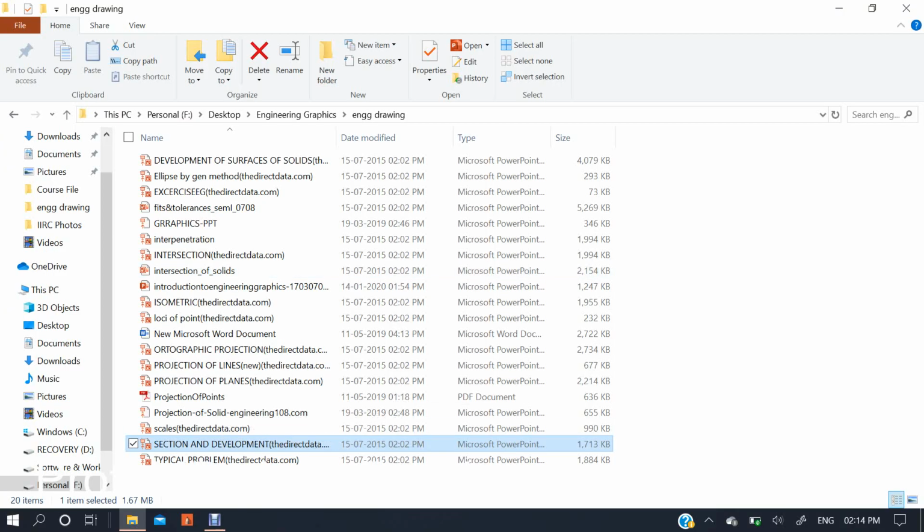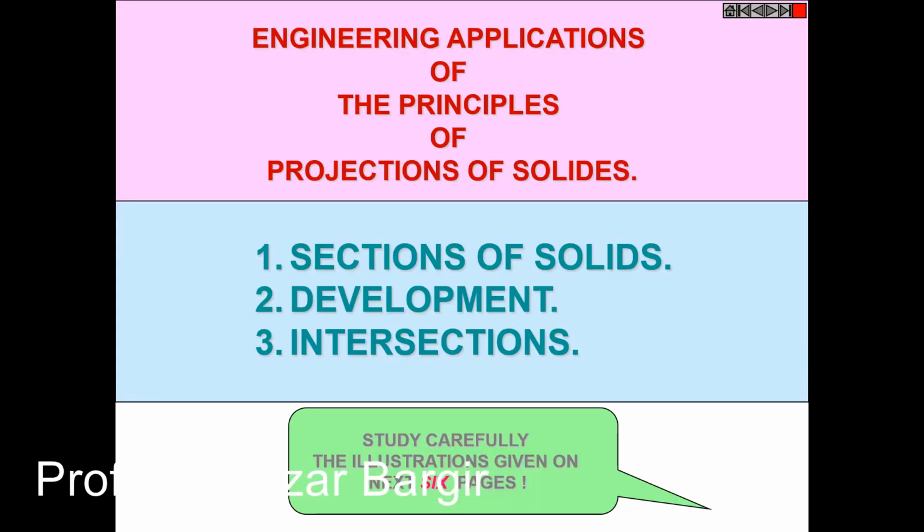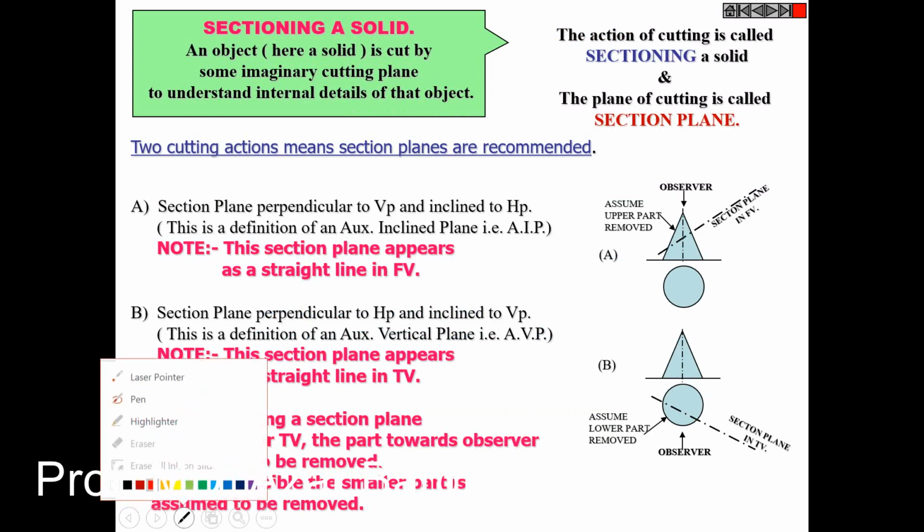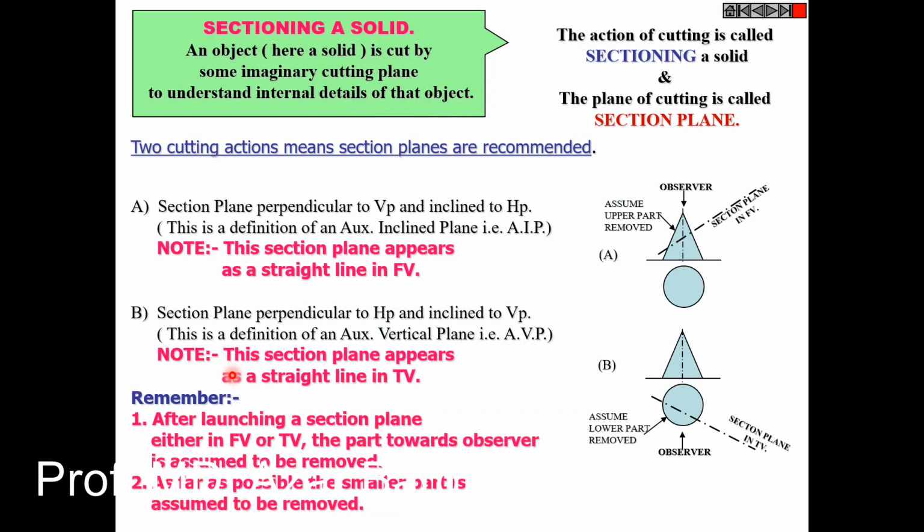Hello students, we are going to see today your 8 number practical sheet, that is section of solid. Previously we have seen projection of solid. The basic difference between the projection of solid and section of solid is that in the statement given to you, they will give you which type of solid it is.